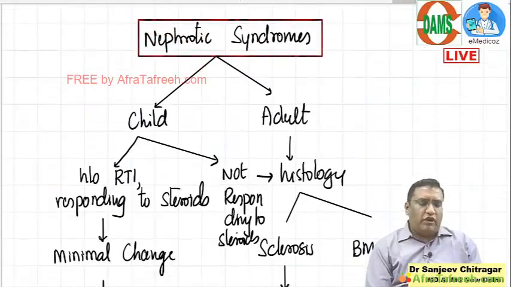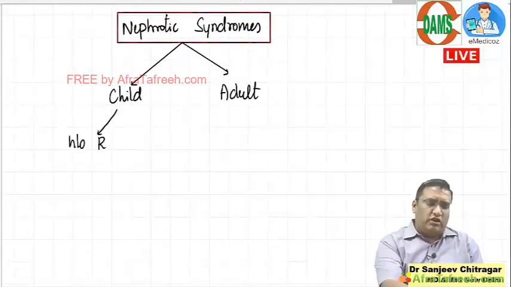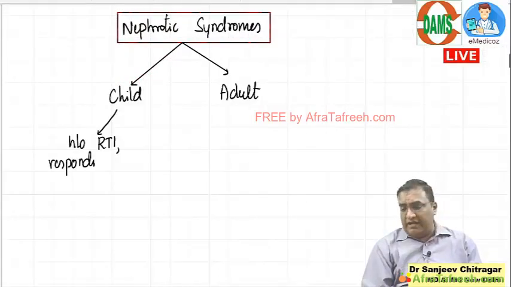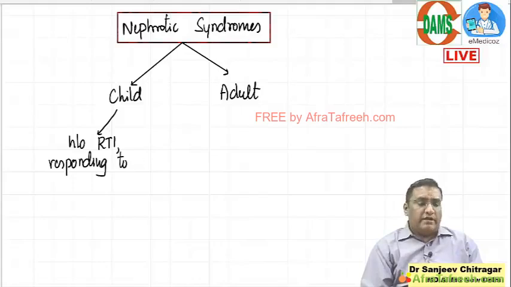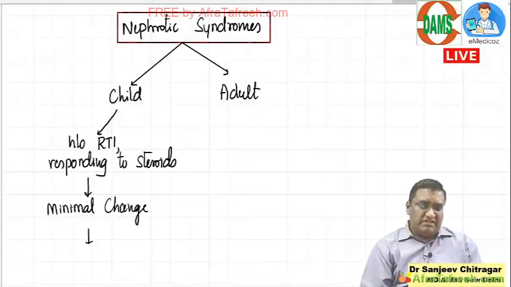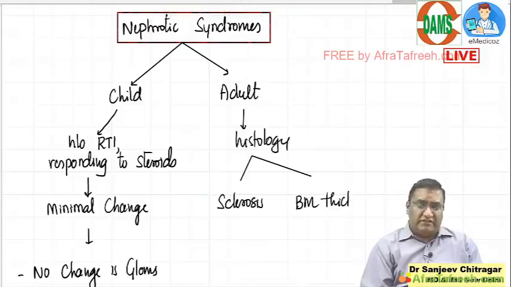So now nephrotic syndrome. Let me go at the nephrotic syndromes. In a nephrotic syndrome, child or adult, if there is a child with a history of RTI, respiratory tract infection, responding to steroids, then definitely I'm thinking of a minimal change. So minimal change disease, of course, no change in the glomeruli. We all know that there will be vacuoles in the tubular cells and effacement of foot processes.